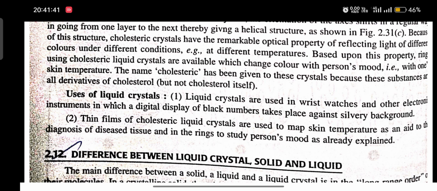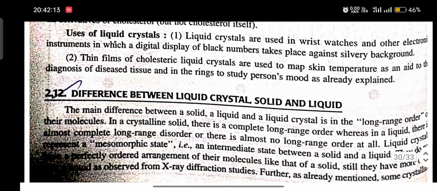Uses of liquid crystal. First, liquid crystals are used in wrist watches and other electronic instruments in which a digital display of black numbers takes place against a silver background. Second, thin films of cholesteric liquid crystal are used to map skin temperature as an aid to the diagnosis of diseased tissue, and in the ring to study a person's mood as already explained.